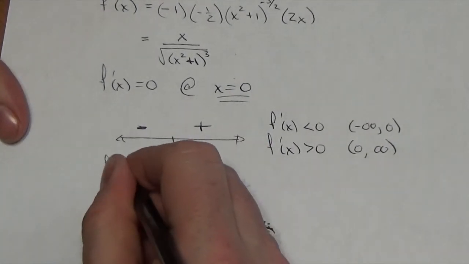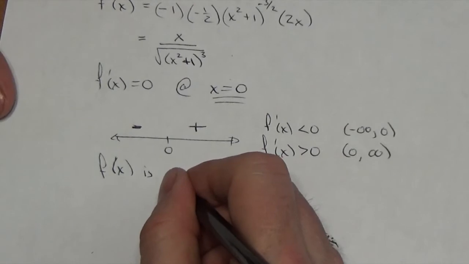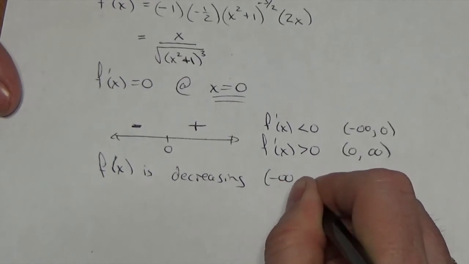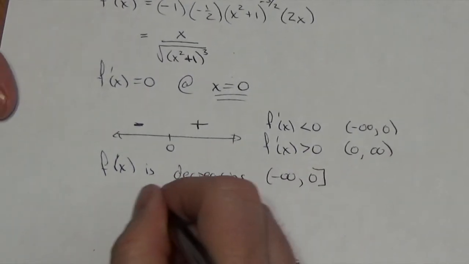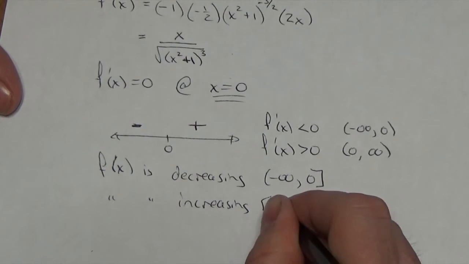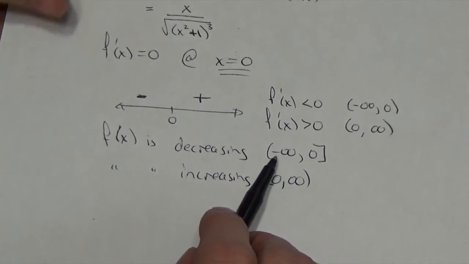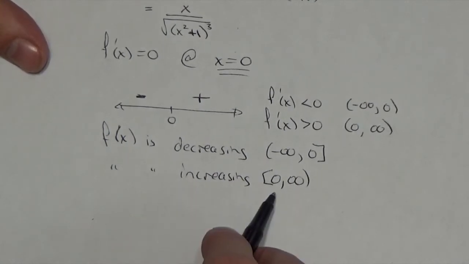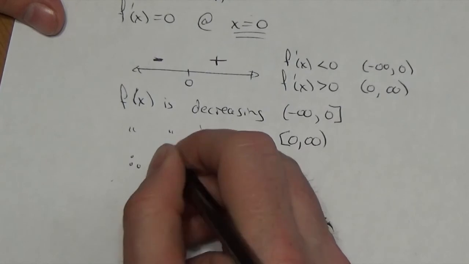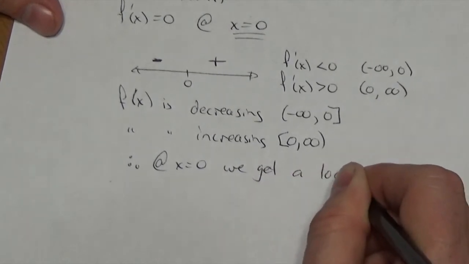But that implies that the original function is decreasing on the interval negative infinity to 0 inclusive, and is increasing on the interval 0 to infinity. And again, we're including the 0 there. Because the 0 is included in both the decreasing and then increasing intervals, we're dropping down and going back up here. We know, therefore, that at x equals 0, we get a local minimum.